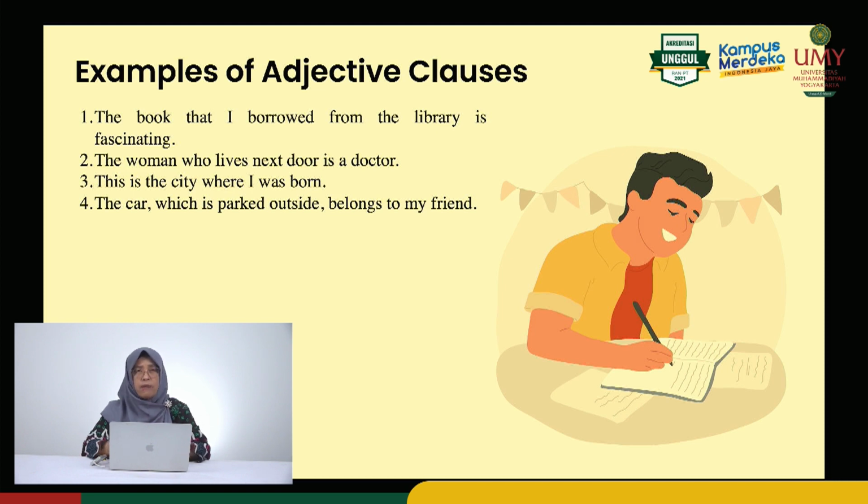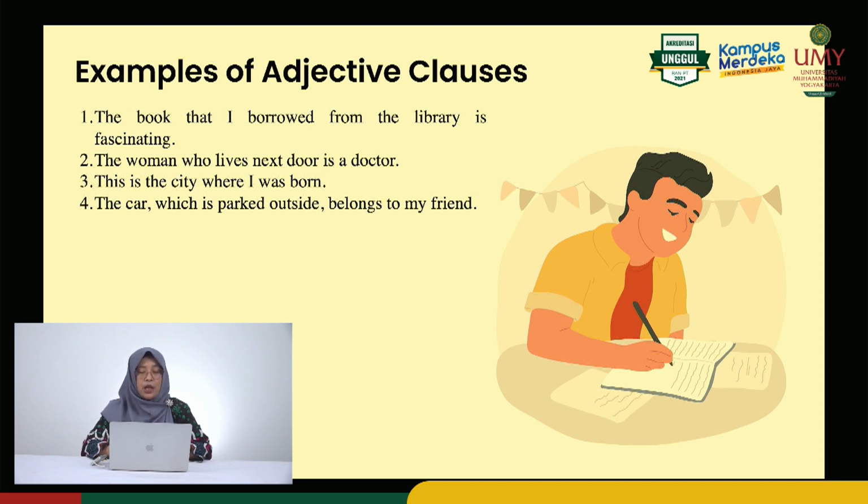Imagine if I only mention the book is fascinating. Which book, miss? Which book is fascinating? The book that I borrowed from the library. So the adjective clause that I borrowed from the library actually clarify more about the noun. And the noun here functions as the subject. So that is the first example.